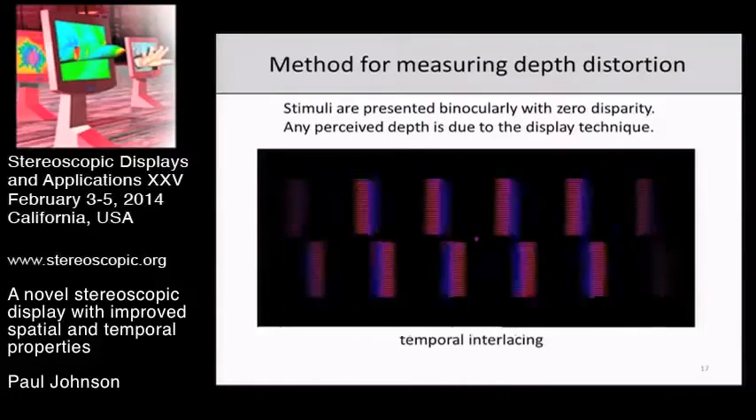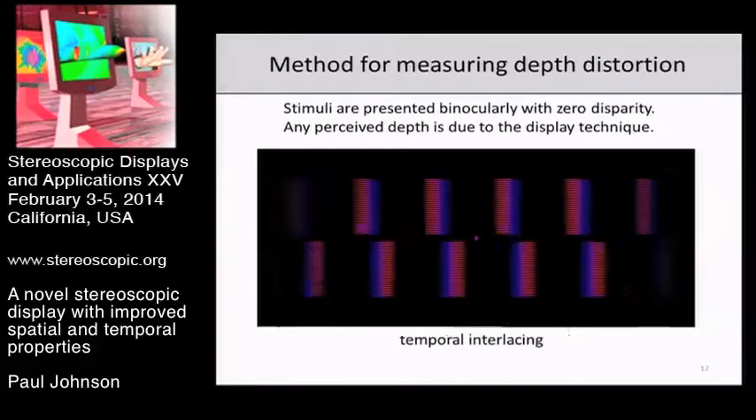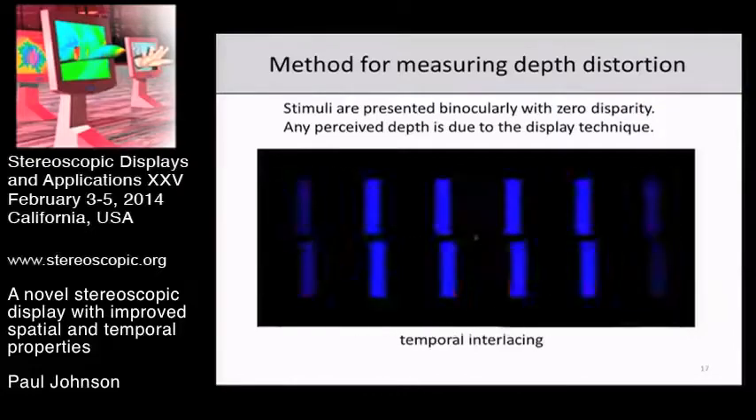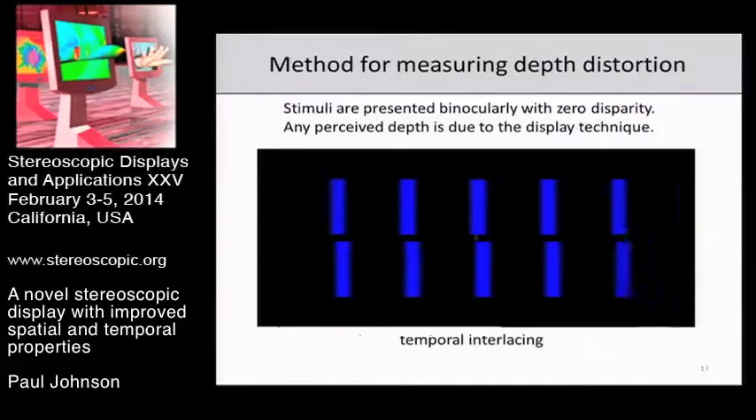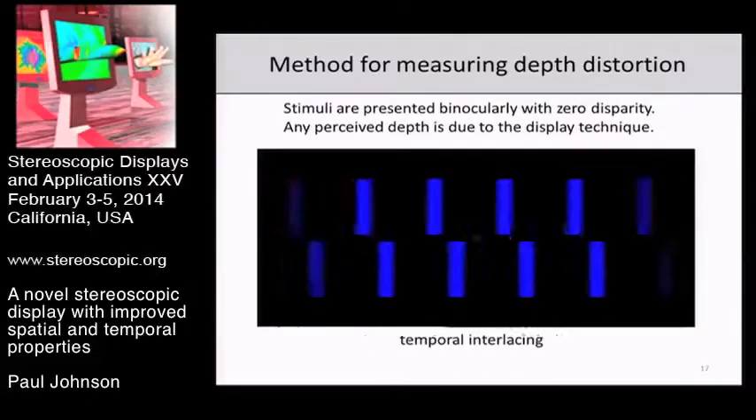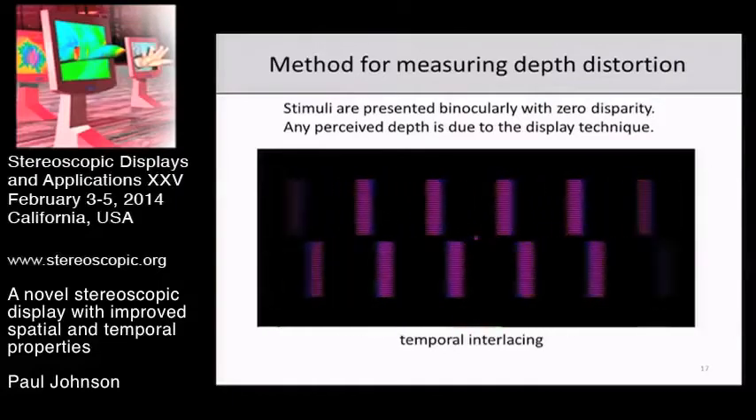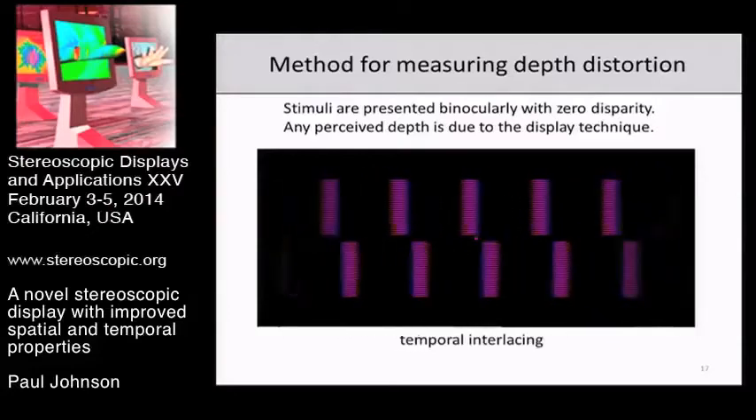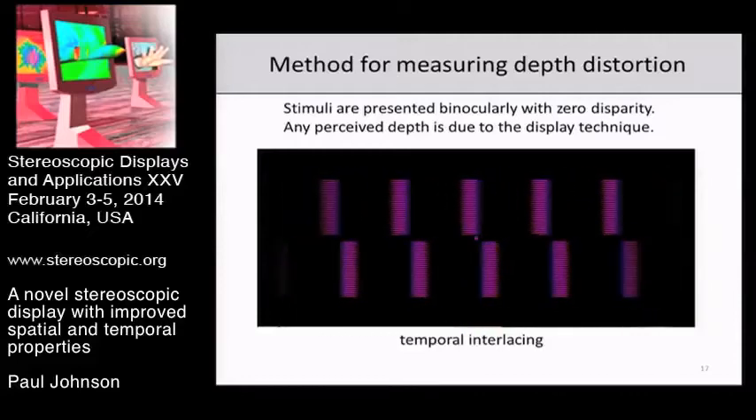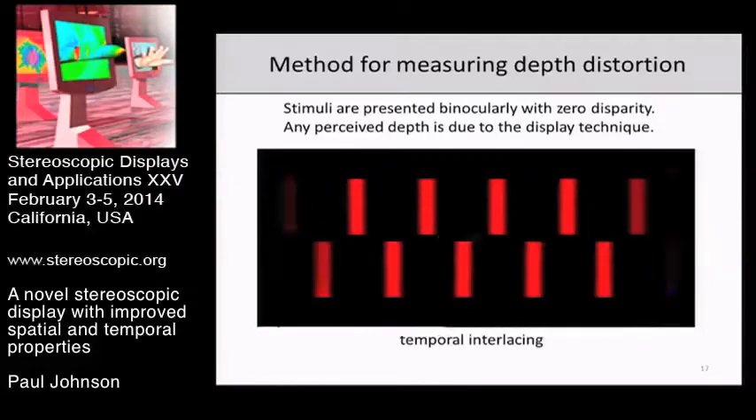But this is effectively the stimulus we use to measure depth distortion. We use horizontal motion because it's a temporal delay that is interpreted as a spatial offset, as disparity, essentially. And it's horizontal disparity that induces the perception of depth, which is why in this case I think the top should appear behind and the bottom in front. Yeah, so there is 0 disparity in this. And so the only disparity, the sense of depth you're getting, is purely based on the temporal interlacing method that we're using.